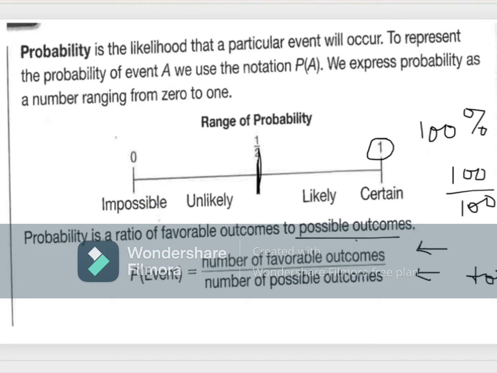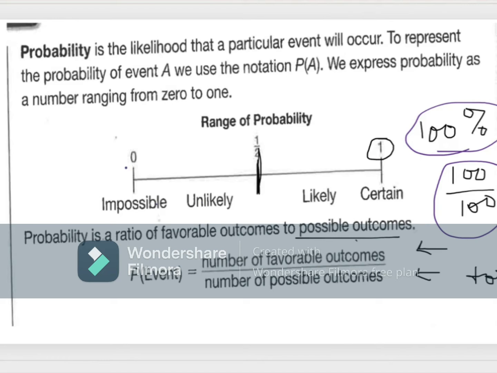Probability is the likelihood that a particular event will occur. To represent the probability of event A, we use the notation probability of A. And we express probability as a number ranging from 0 to 1. So remember, 1 is the same as 100%. When we're talking about probability, a lot of times you'll hear 100%, which is the same as 100 over 100, which is 1. And if it's got a probability of 1, it is absolutely certain.